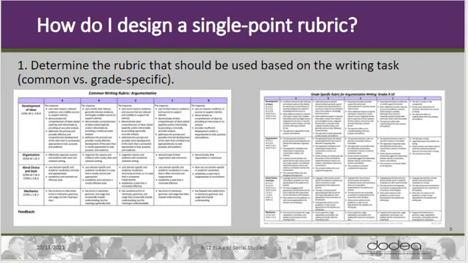So now you're wondering, how do I design a single-point rubric? First, you need to determine the rubric that should be used on the writing task. So we're looking at writing here. For the social studies teachers, we could also look at our historical thinking rubrics that we use from SHEG, and those are included as a resource for today. So first, determine the rubric that you want to use based on your writing task. We have the argumentative, informative, and narrative writing pieces, and we have the common versus grade specific. So let's say we're going to be working on argument today, and we're going to pull the grade specific.